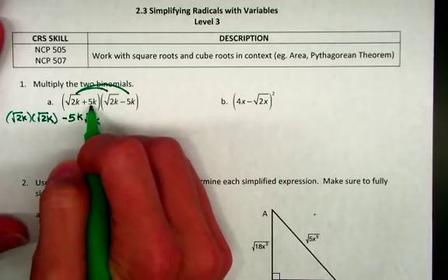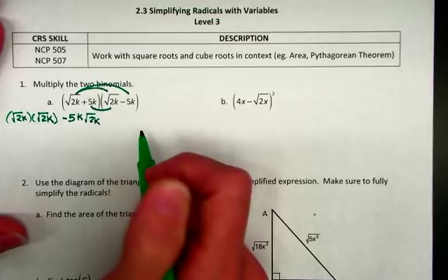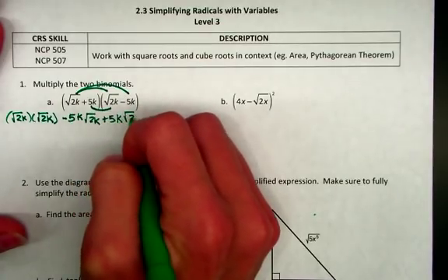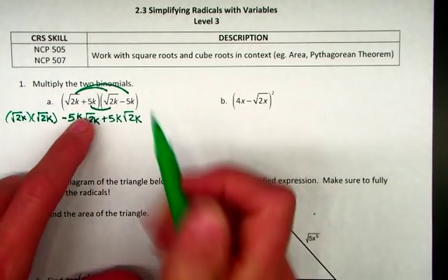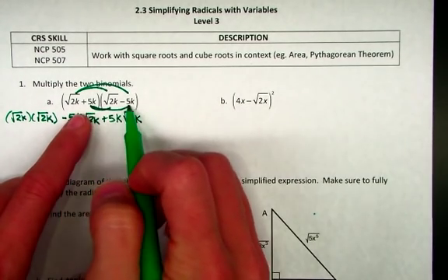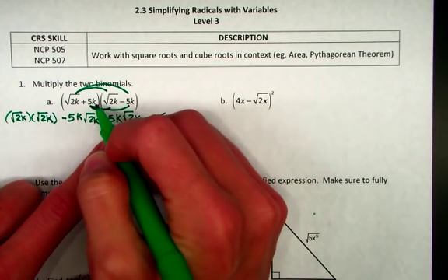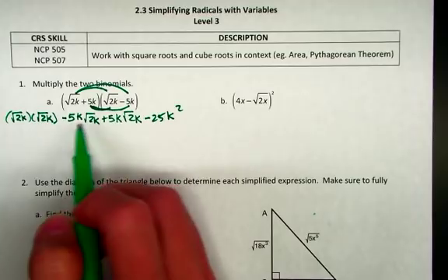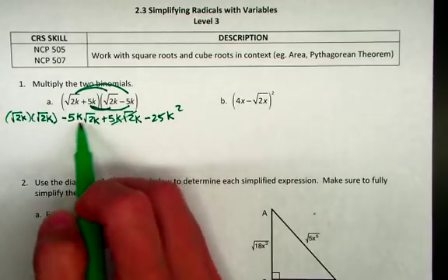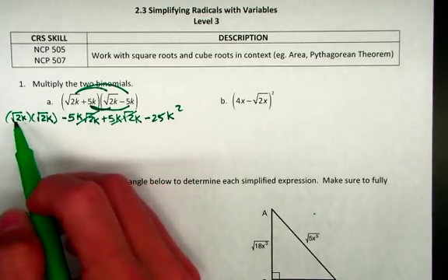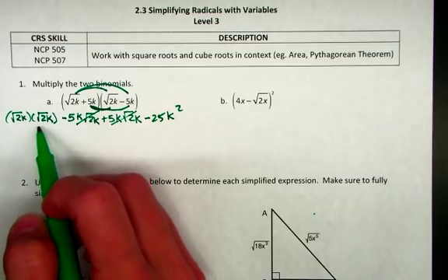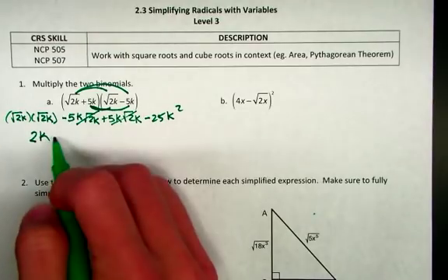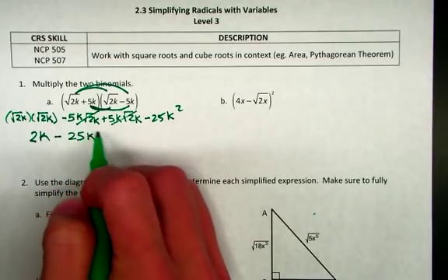Then we have a positive 5k times positive root 2k, so that's positive 5k root 2k. And then we have the 5 times negative 5 is negative 25, and the k and k becomes k squared. Notice these are opposite terms, the same thing, so those will cancel out. Anytime you multiply a root by itself, the value underneath the root comes out, and then minus 25k squared.